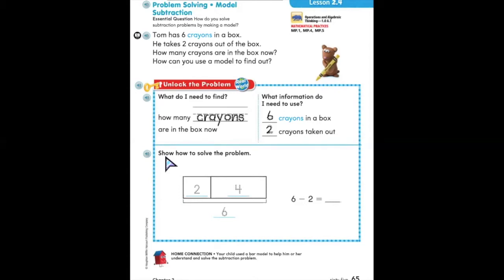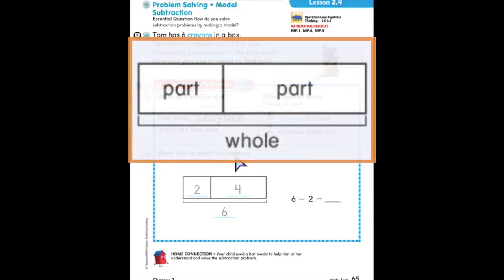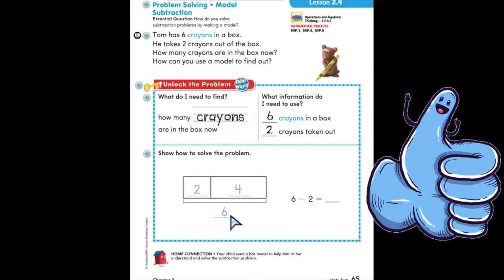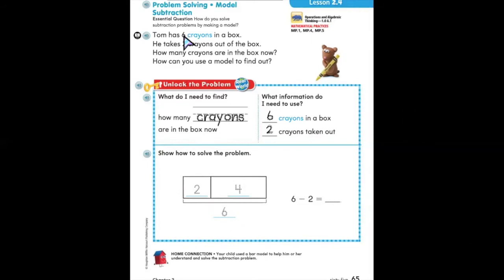Next, here at the bottom, it says, show how to solve the problem. Our bar model shows us 2 parts and the whole. Is 6 the whole or a part? What do you think? If you said 6 is the whole, you're right. 6 is the whole because it is the number of crayons at the start. Let's trace the number 6. 6 is the whole.